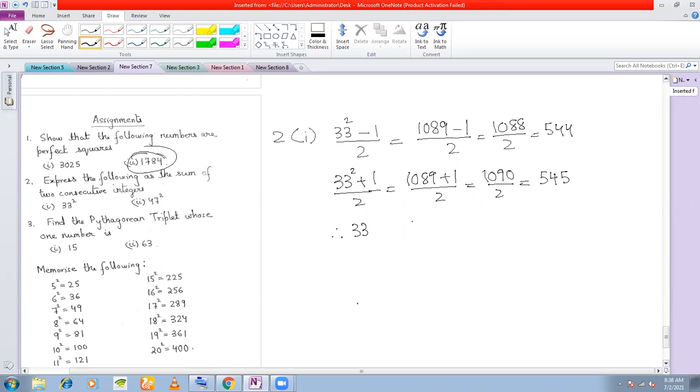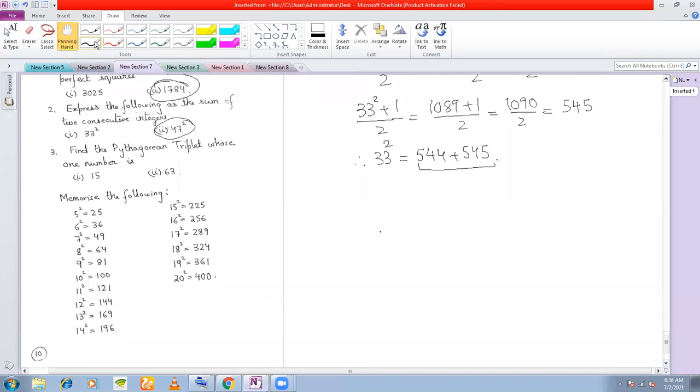Okay, so this is 33 squared. It can be expressed as 544 plus 545, and that's your answer. You have expressed 33 squared as a sum of two consecutive integers. Now you can do 47 squared on your own, I'm sure. Next, we move on to 3 part 1.